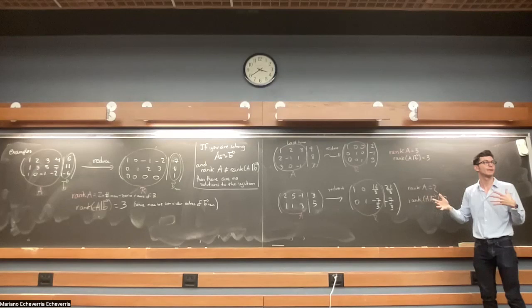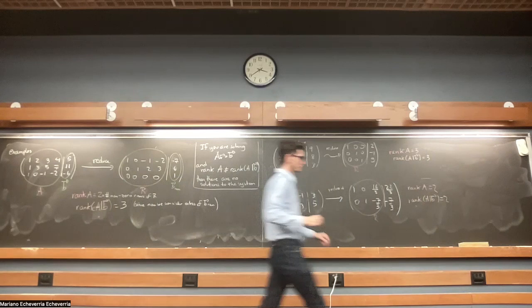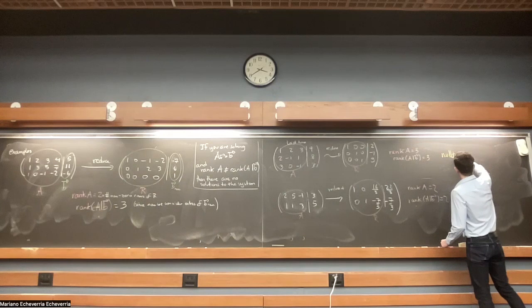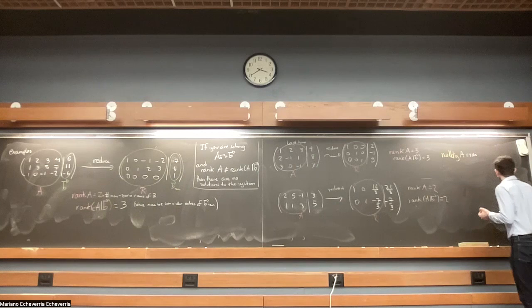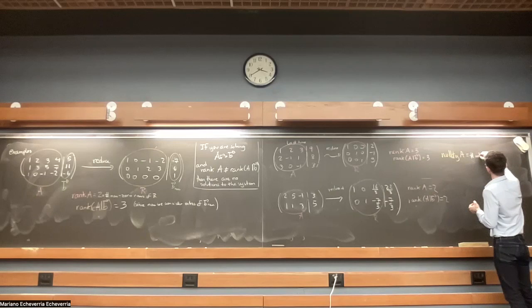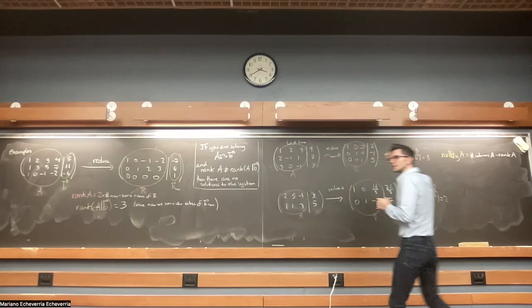So that's where the nullity comes in. Let's see what the nullity is. The nullity of A is the rank minus the number of columns of A. Or sorry, the number of columns minus the rank. So what's the number of columns of A? That's three. The rank is three, so you get three minus three, which is zero.